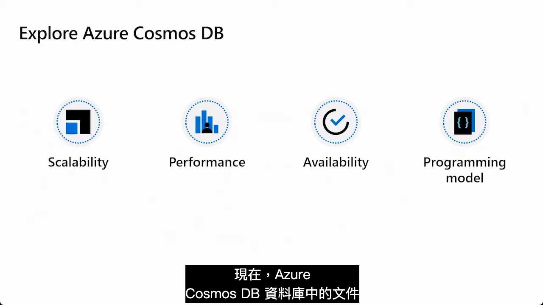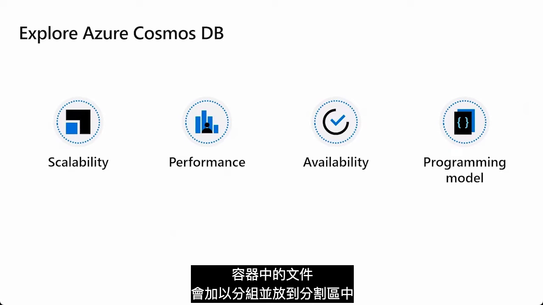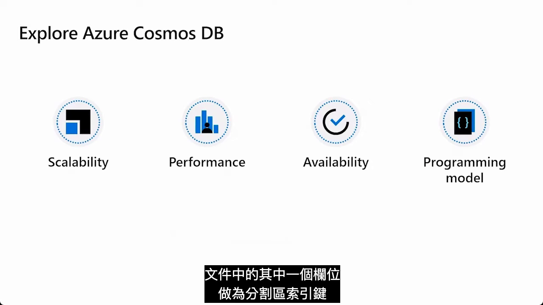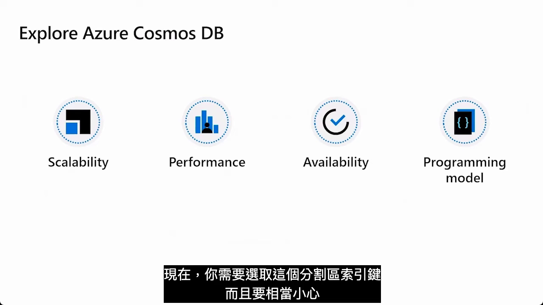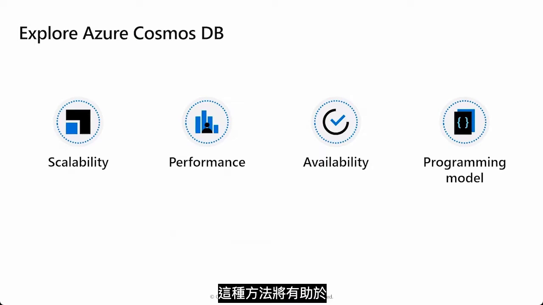Now, documents in an Azure Cosmos DB database are organized into containers. The documents in a container are grouped together into partitions. A partition holds a set of documents that share a common partition key. So you designate one of the fields in your document as the partition key. Now you need to select this partition key quite carefully because it will relate all your documents together. This approach will help reduce the amount of I/O, or input and output operations, that a query might need to perform to retrieve a set of documents for a particular entity.